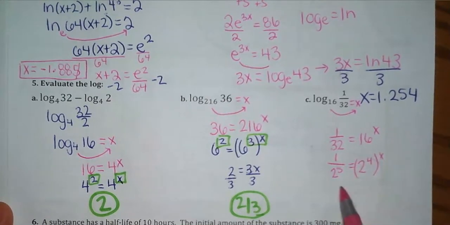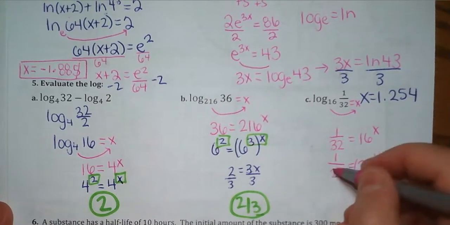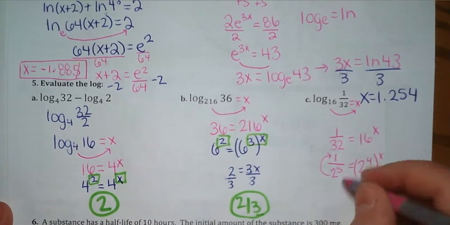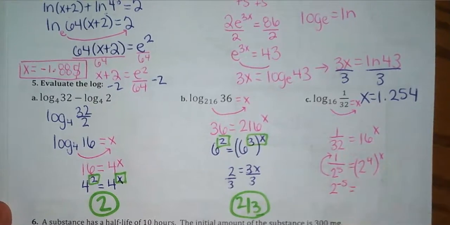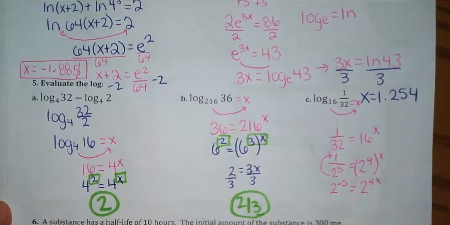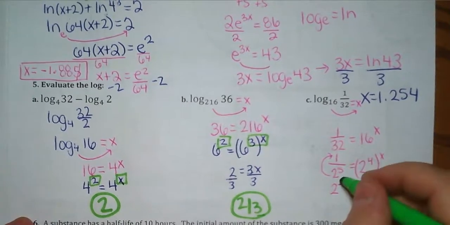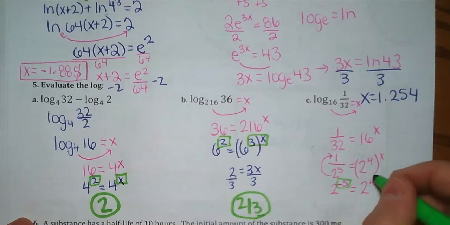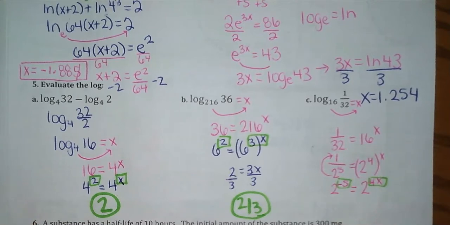What I'm going to do here to get rid of the fraction is move this back up to the top. When you do that, the exponent just becomes negative. When you have a fraction, you get a negative exponent. And then over here, we'd have 2 to the 4x. Once my bases match, which they do there, I just set those exponents equal to each other.